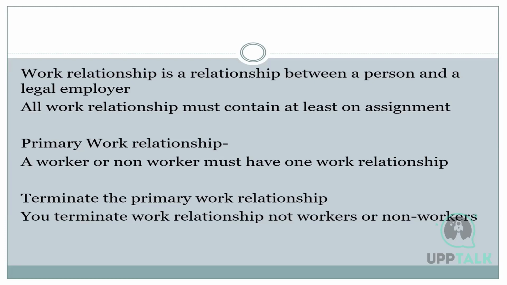Assignment, you understand now? What is assignment? Anyway, it is like in EBS, like job, department, like that. Terminate the primary work relationship. That means you terminate the work relationship, not workers or non-workers. When you terminate the primary work relationship, you are not terminating the worker.